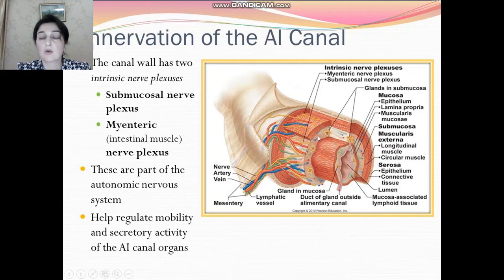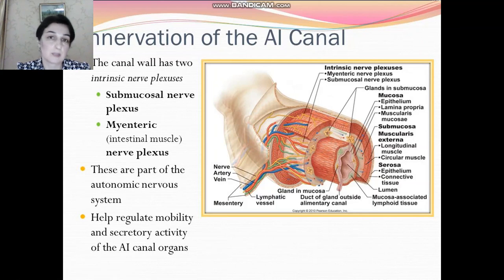We also have to know that inside of the myenteric nerve plexus we have some cells. These are actually smooth muscle cells, but they are modified and are called interstitial cells of Cajal, and they are thought to be pacemakers of the muscle contractions of the wall of the alimentary canal.